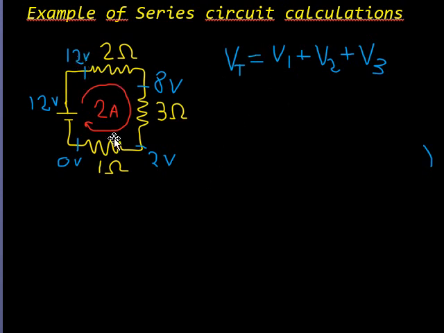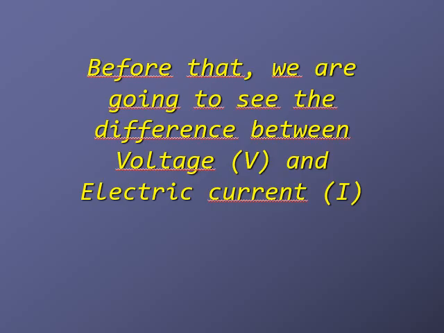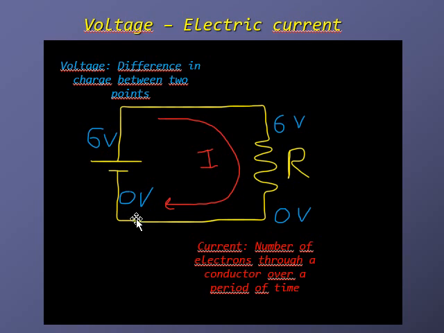As I said, the total voltage is the result of adding all the three, but let's stop to make sure that we understand the difference between voltage and electric current. Okay, so we go to the definition. The voltage is the difference in charge between 2 points. For example, you have a battery with 6 volts. It means that I have 6 volts here, and in the negative terminal I have 0 volts. Okay, next to the positive I have 6 volts and 0 volts after the resistance.